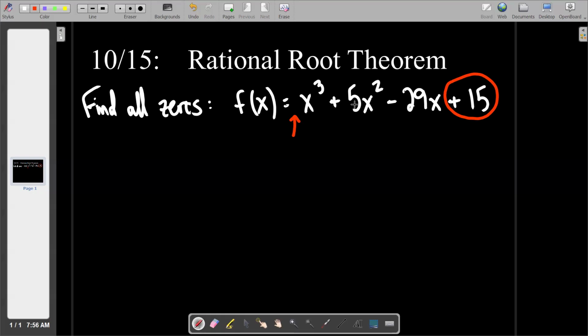So you always take the one in the back, in this case 15, and you make a list of all of its factors, and they go on the top of a fraction. So I'll use green for this. I'll try to stick with the color theme here. So what I'm going to do is take the number 15, and make a list of all of its factors. And they are 1, 3, 5, and 15.